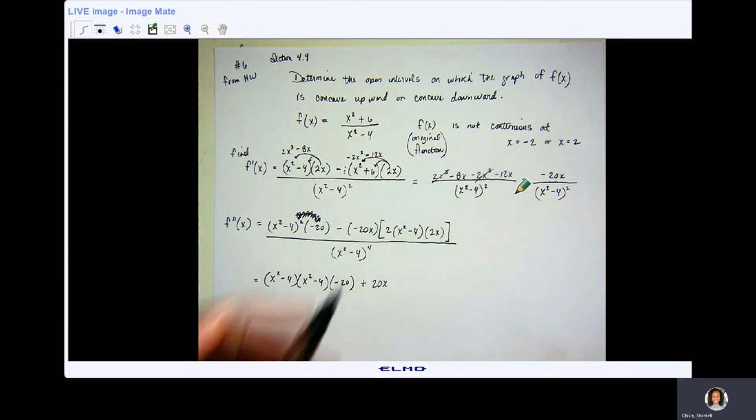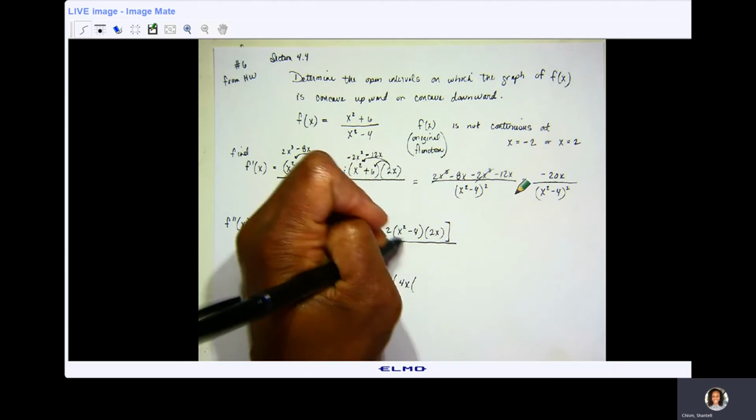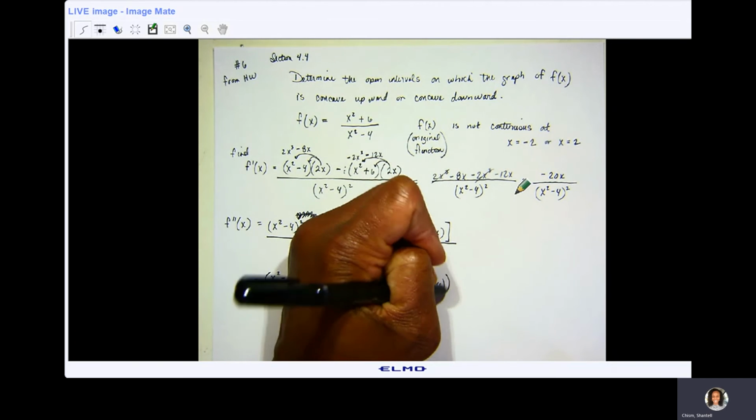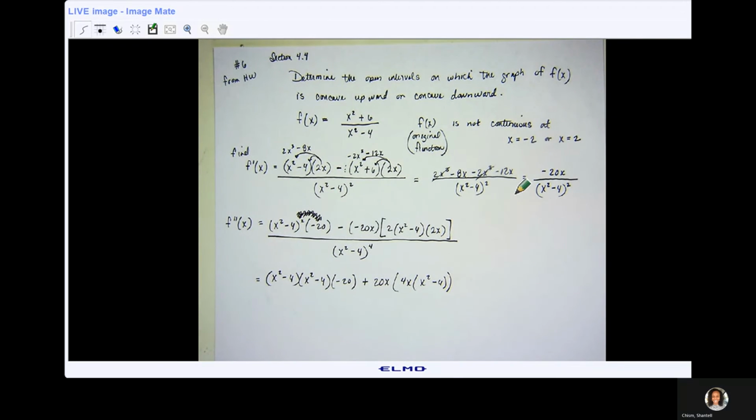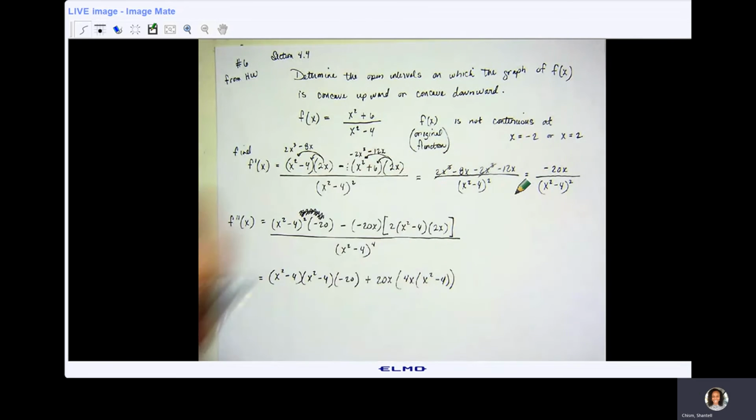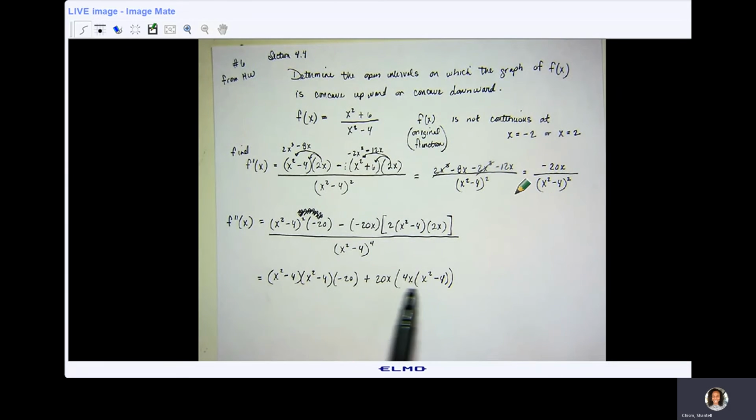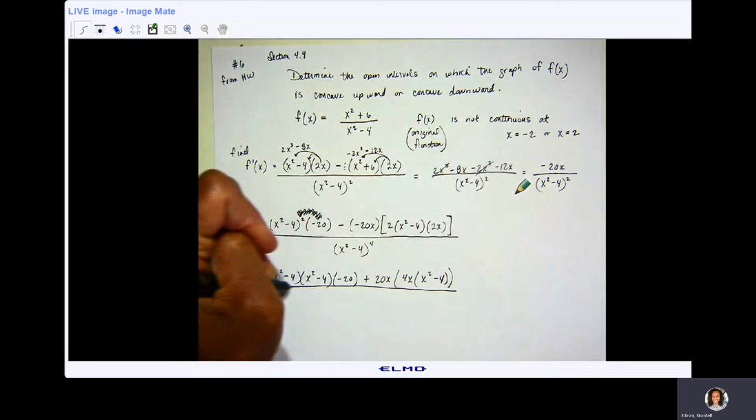And then here I've got 4x. So I'm going to say 2x times the 2. So I've got 4x, and then I've got x squared minus 4. Okay? All right. So I've got an x squared minus 4 in both of these terms that I think I'm going to pull out. I think I'm going to factor out, because this is a product. This is all a product here. 20x, 4x, x squared minus 4. I actually could go ahead and multiply these two together. I think I will.